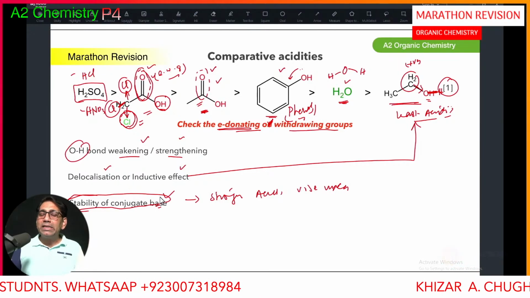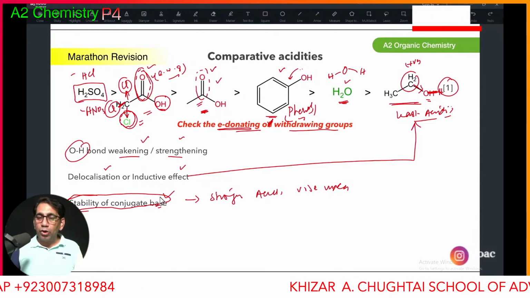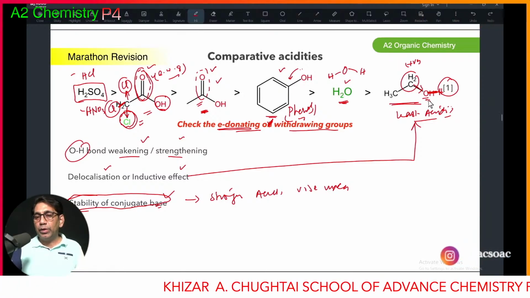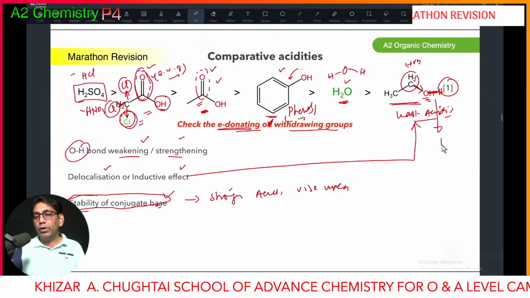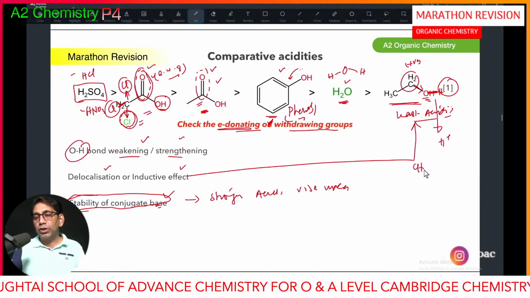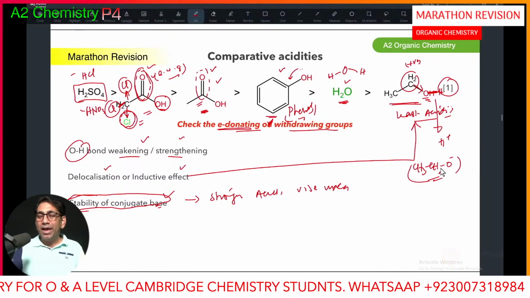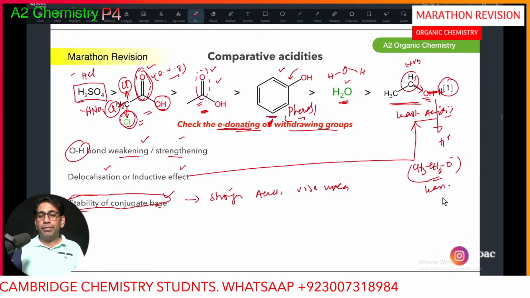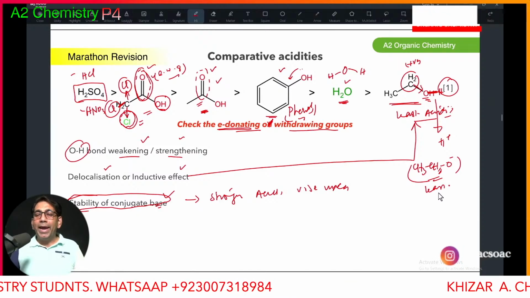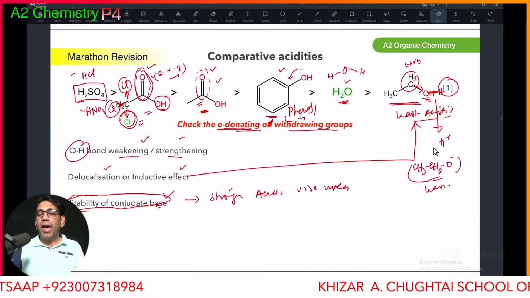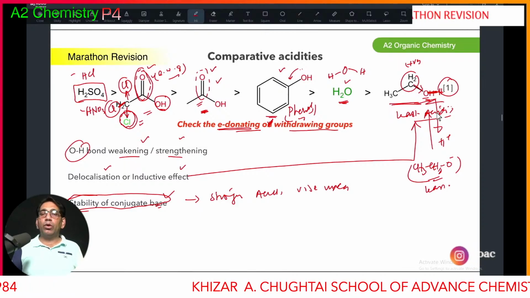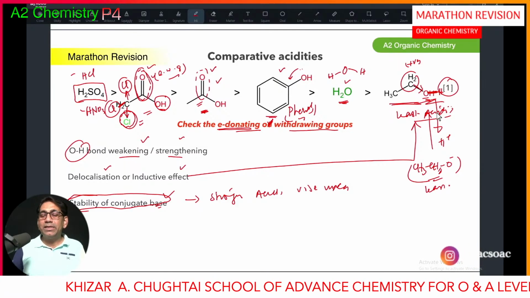If the conjugate base is less stable or not stable, especially in this case, you can write that if it loses the H positive ion, then the remaining portion is CH3CH2O negative ion. This is the conjugate base, and it is the least stable. It is not stable. It will recapture the H positive ion and go back to make ethanol again. So this is the basic theme.